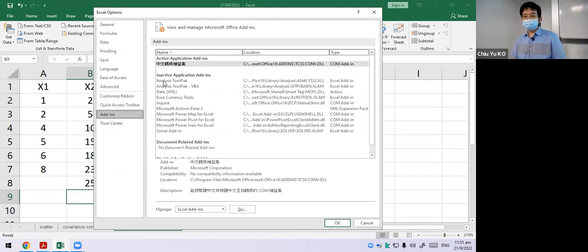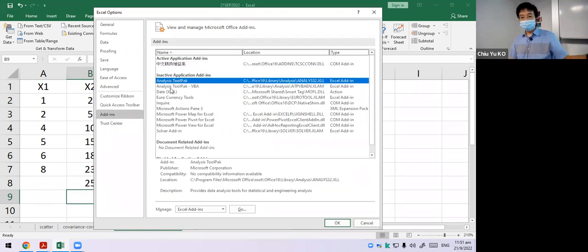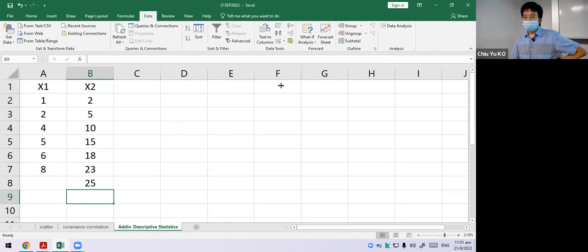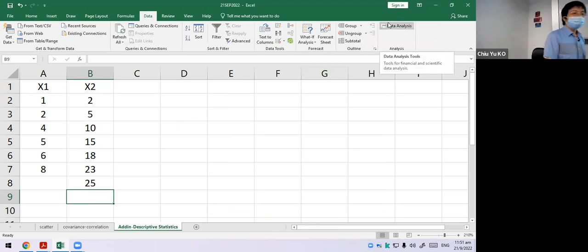What we need is this Analysis ToolPak. It's not active, it's inactive. So what you do is click on Analysis ToolPak, click OK, and then you should see Data Analysis. If you run a Mac, I think it's a similar procedure there. You can find Add-ins.